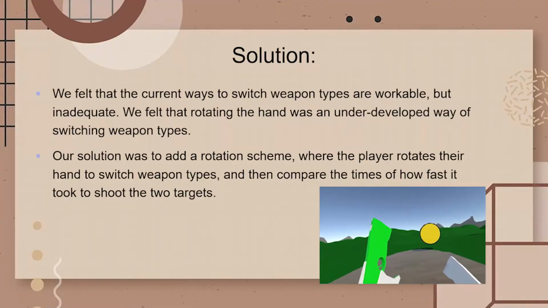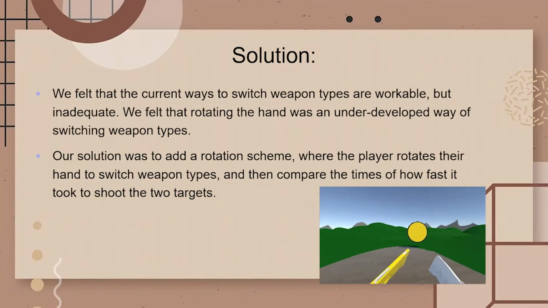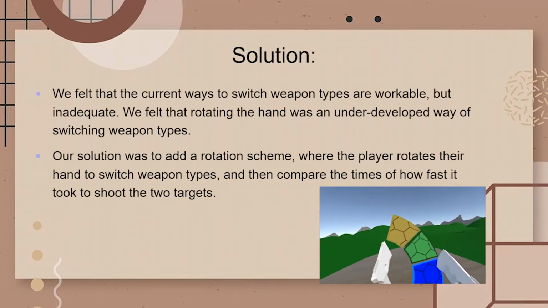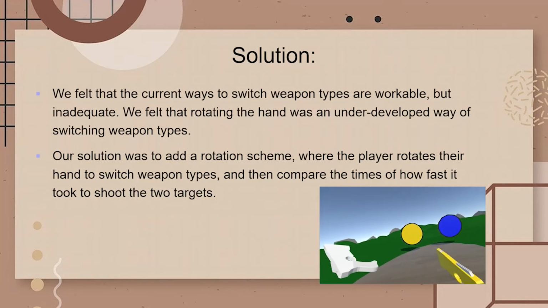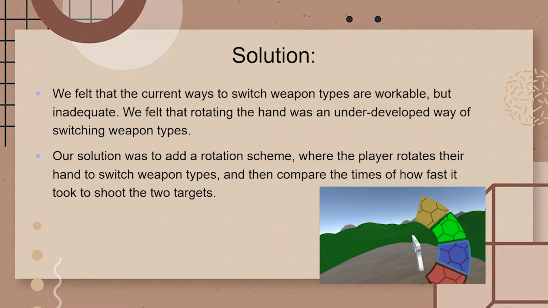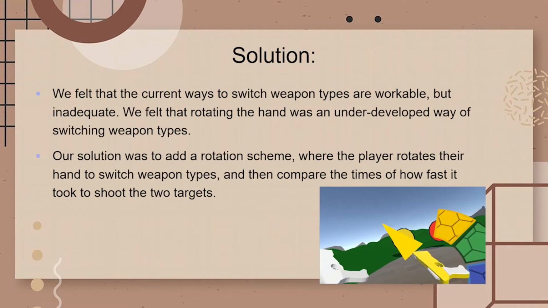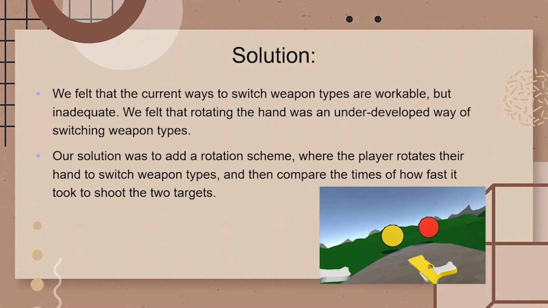We wanted to test this solution because we felt that current ways of switching weapon types and tools in virtual reality is workable, but in some ways inadequate. We theorized that rotating the hand was an underdeveloped way of making selections in a virtual reality user interface.